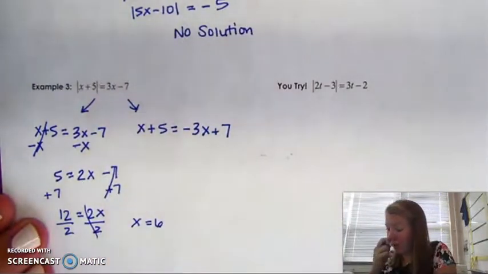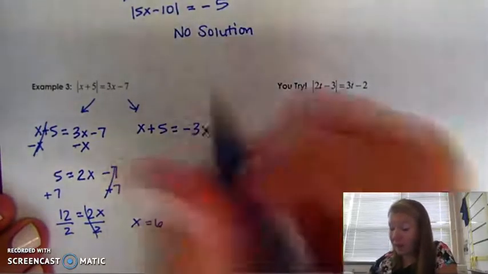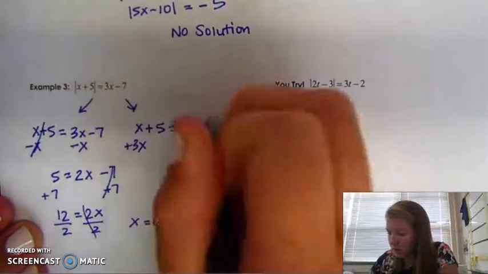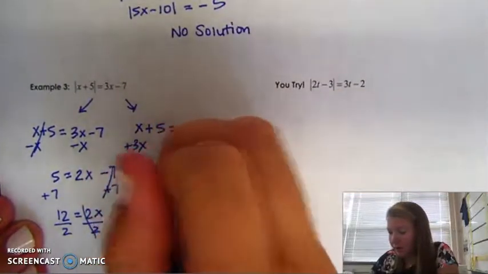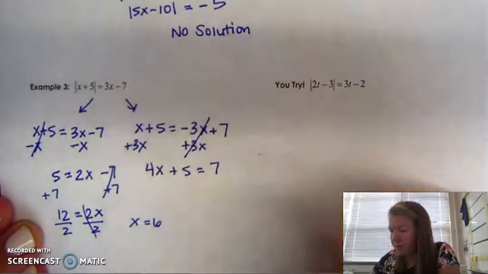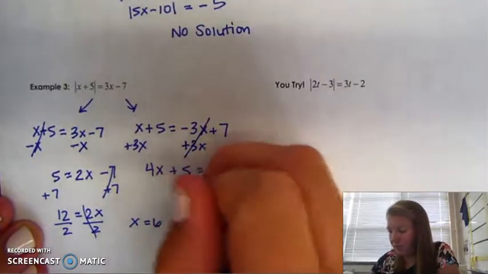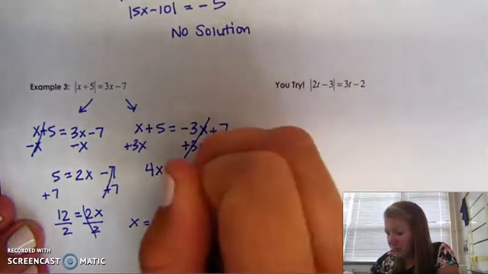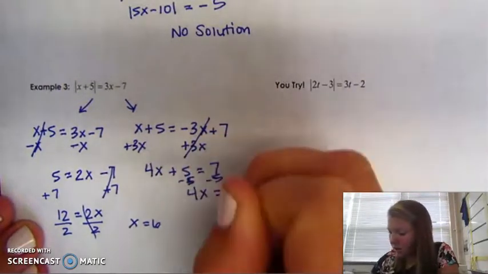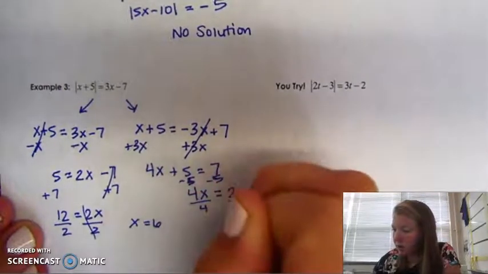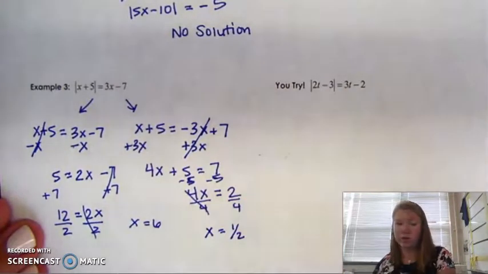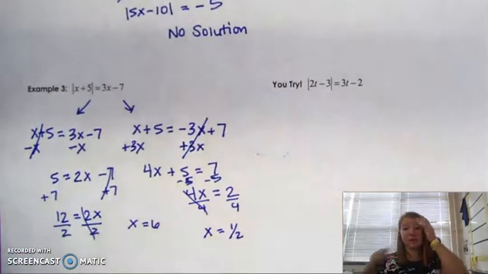And then the second equation, I'm going to add 3x to both sides to keep my x's positive. So 4x plus 5 equals 7. Subtract the 5 from both sides. So 4x equals 2. Divide by 4. We get 2/4, which is equivalent to 1/2. So I'm going to type that in.